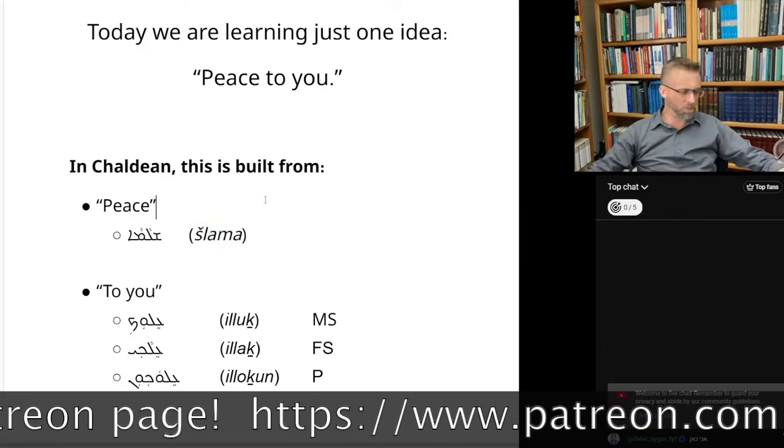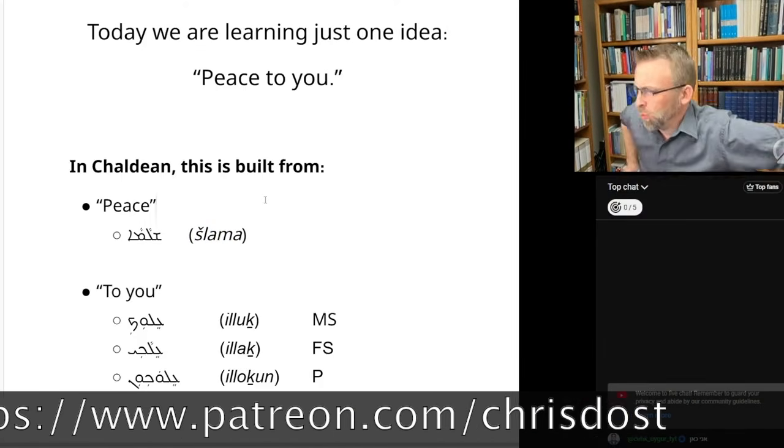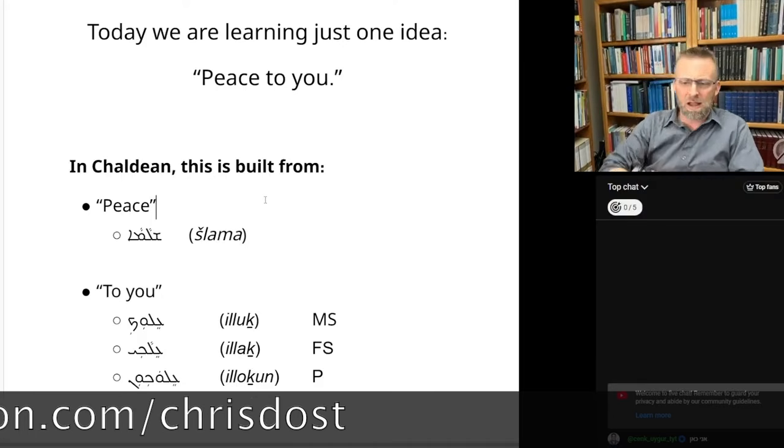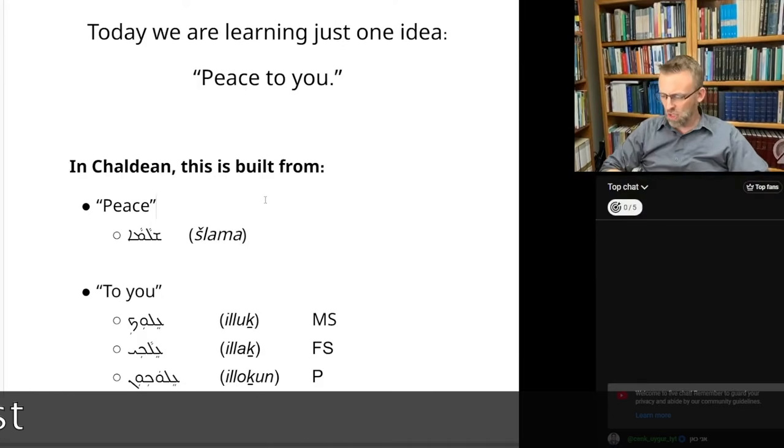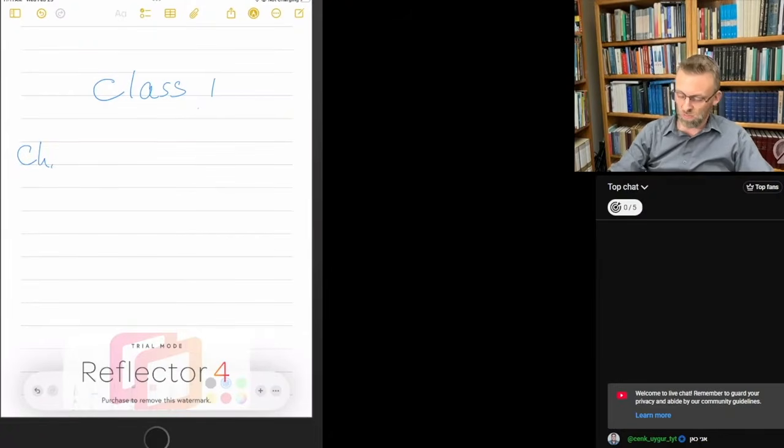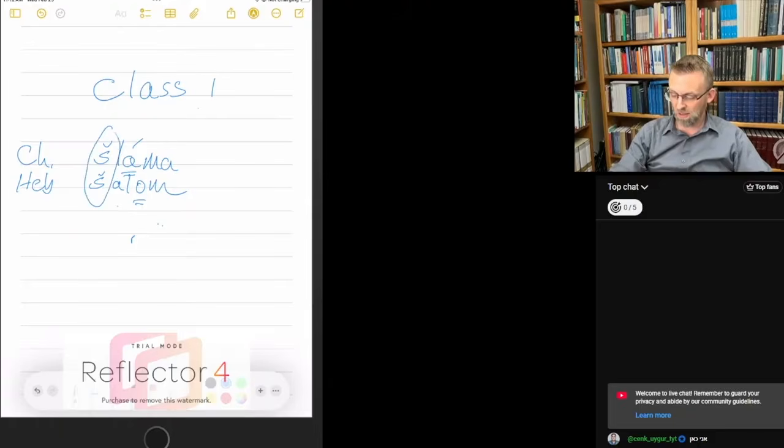Anybody who speaks Hebrew or Arabic will instantaneously recognize that this word looks like shalom. In Chaldean, which is a form of Neo-Aramaic, we're going to have shlama, and the stress will go there. And I'm sorry, I have such terrible handwriting. Hebrew will have shalom, whereas Hebrew has that O vowel, Aramaic's going to have that A vowel, but they share the shin.